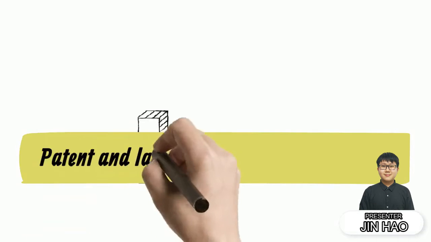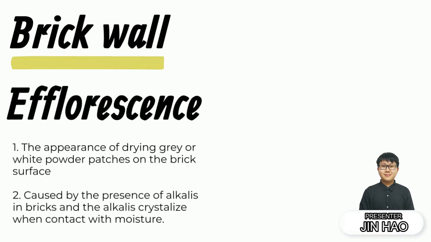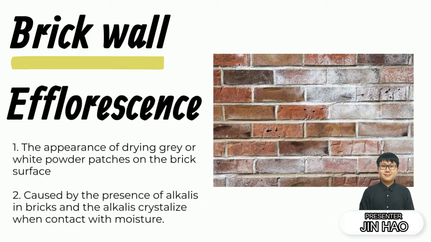Pattern and latent defect of internal wall. First of all is brick wall. Bricks are small units of construction material produced from fire clay and sealed with mortar. One of the defects is efflorescence, which is the appearance of dry grey and/or white powder on the brick surface and caused by the presence of alkaline in bricks.